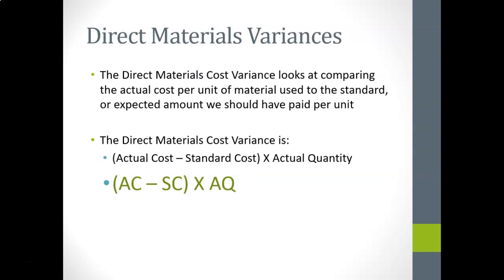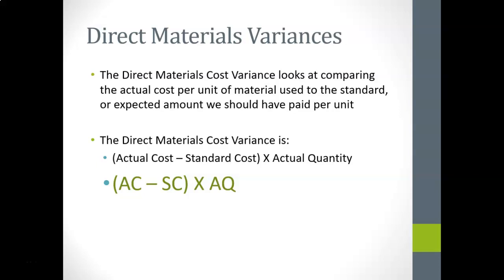All right, so when we're looking at direct materials variances, again, we're going to divide those into cost variances and efficiency variances. So the cost variance looks at comparing the actual cost per unit of the material that we use to the standard or expected amount we should have paid per unit for that material.